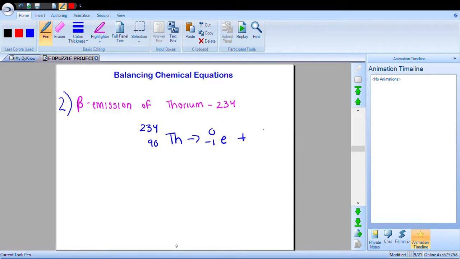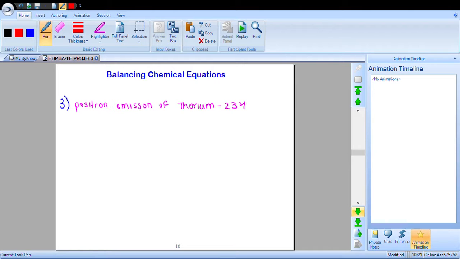You combine: 234 minus 0 is 234. 90 minus negative 1 is 91. 91 on the periodic table is Pa, which is protactinium. And this is the balanced chemical equation for beta emission.